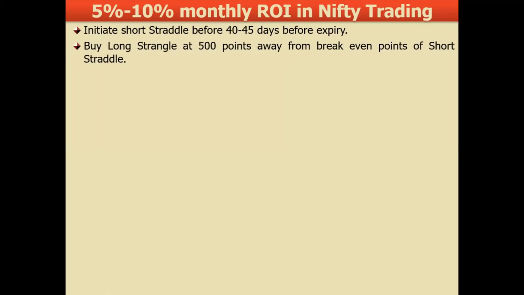Number two condition, buy long strangle at 500 points away from break even points of short straddle. मतलब पहले आपने शॉर्ट स्ट्रैडल किया है एटीएम स्ट्राइक पे और उसका आपने हेज लिया है, जो उसके ब्रेक इवन पॉइंट हैं स्ट्रैडल के, उससे भी 500 पॉइंट्स अवे का आपने लॉन्ग स्ट्रैंगल खरीदा है. Third, now sell double straddle to get the premium paid for long strangle.